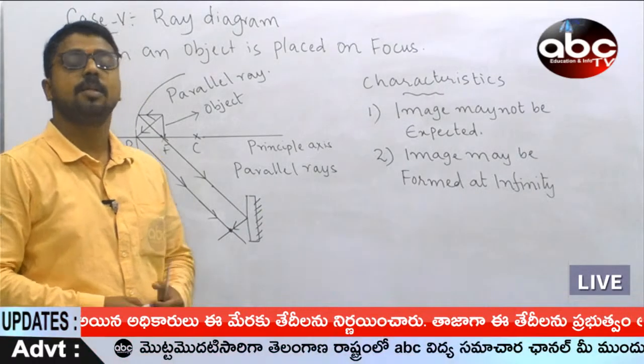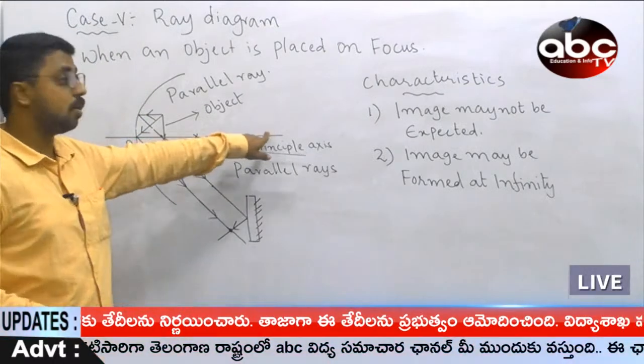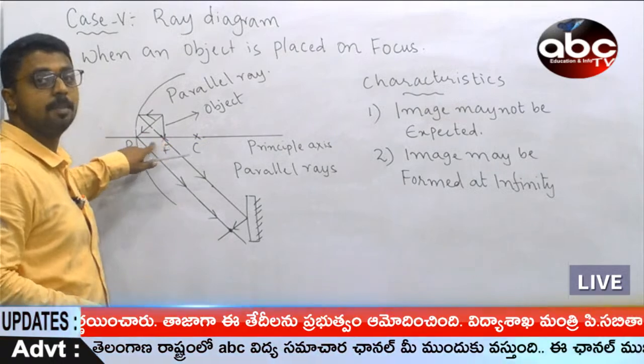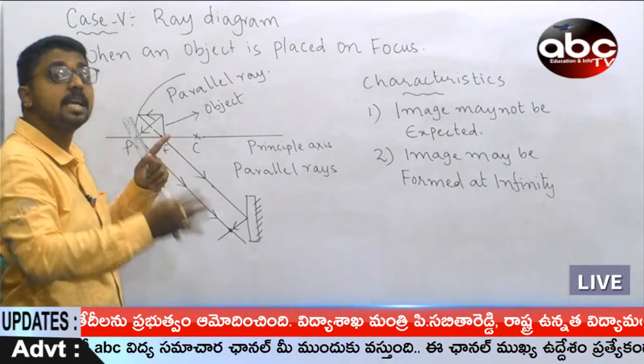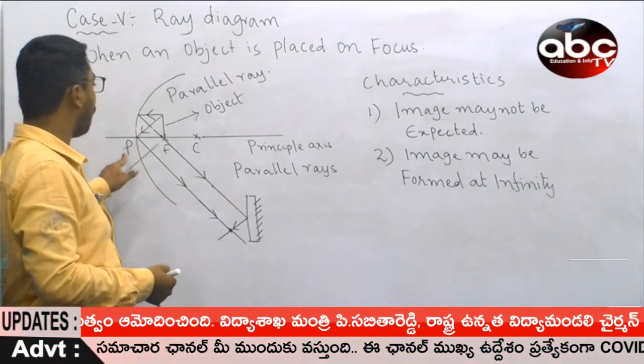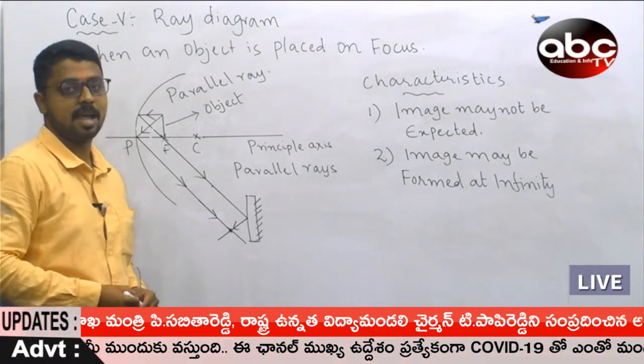Let us come to the last ray diagram, that is very near. We came from this corner to here, now we have to come to here. That is very near, and we have to come a little closer. This is placing the object between pole and focus. Now let us study that one.